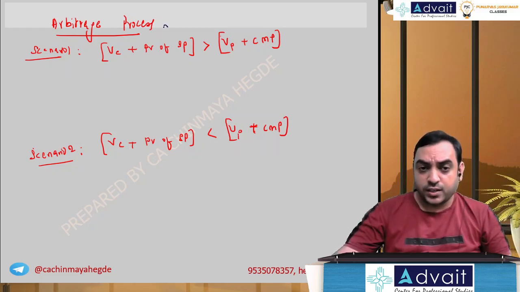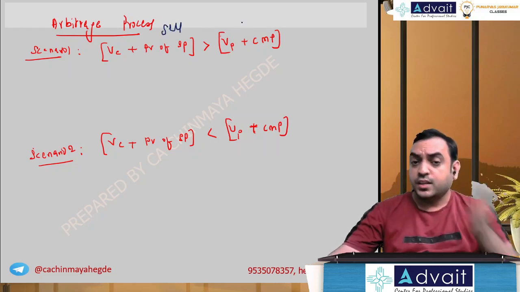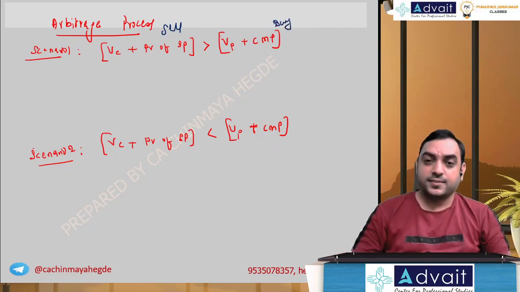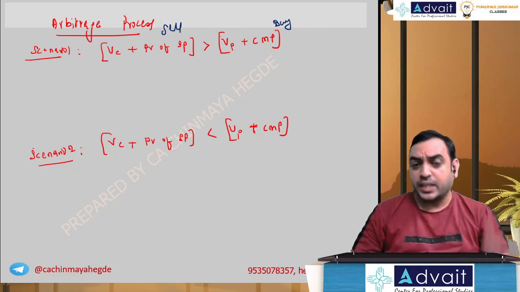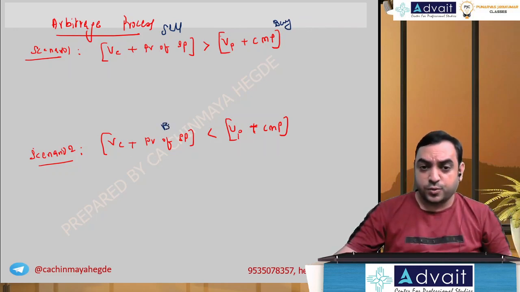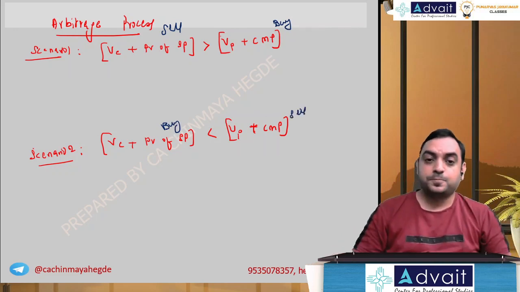So this one you sell. The right hand side is less, cheaper. So this one you buy. Simple rule. Similarly, in scenario 2, the left hand side is less, so this you are going to buy, and the right hand side is more, you are going to sell.